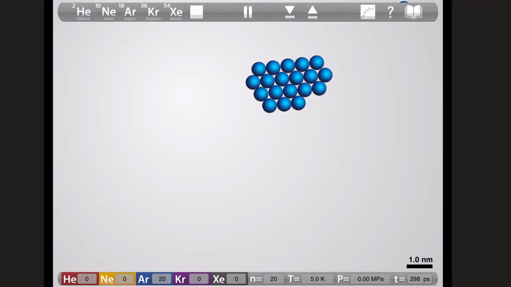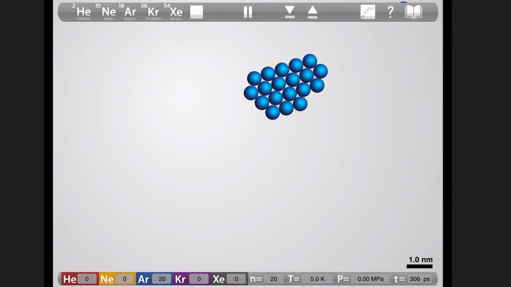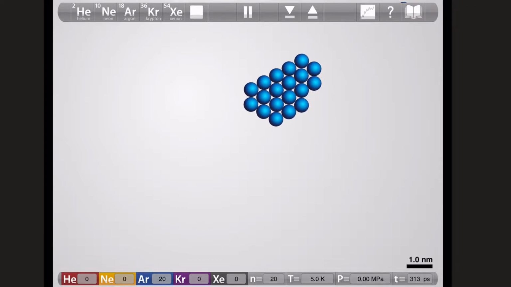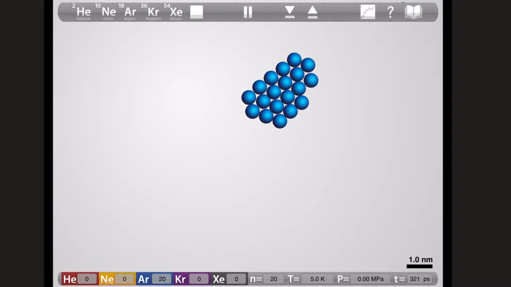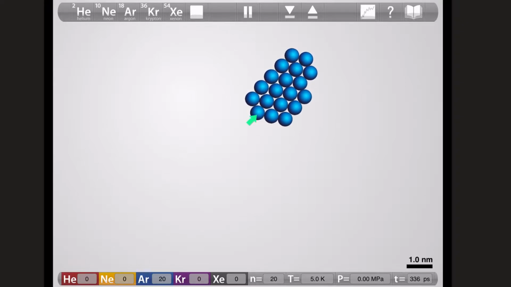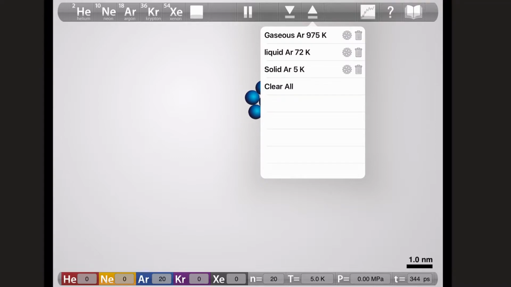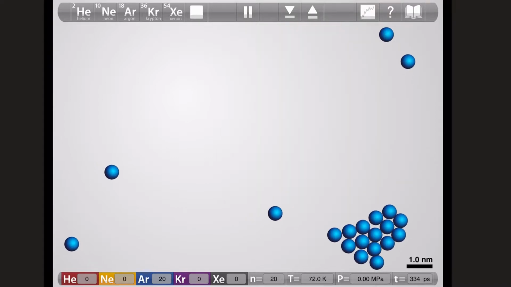So here's a little simulation I put together. There's a very nice app on the iPad called Atoms in Motion. And what I have here is a bunch of argon atoms. I got 20 of them at 5 Kelvin. You can see at this low temperature, essentially the atoms are pretty much stuck together. If you follow any atom, it is stuck next to one another.